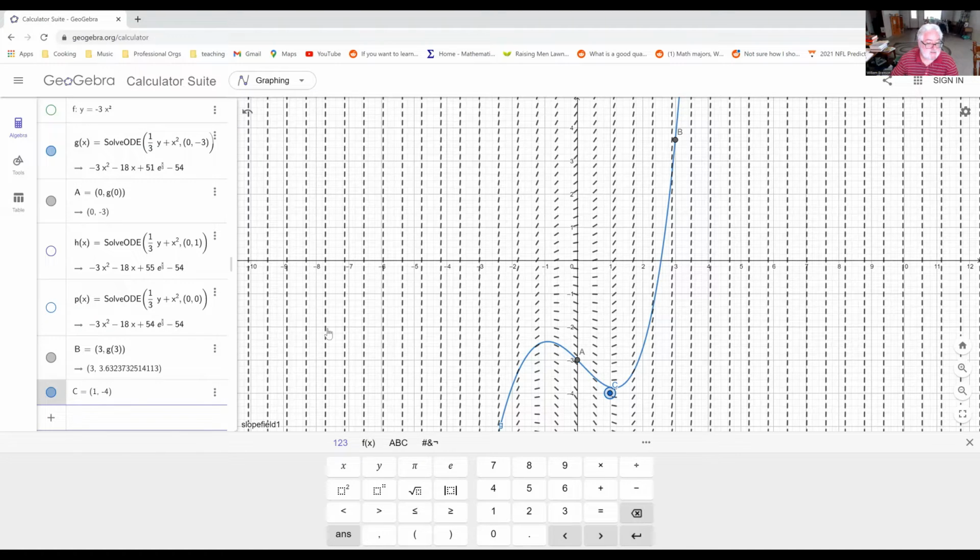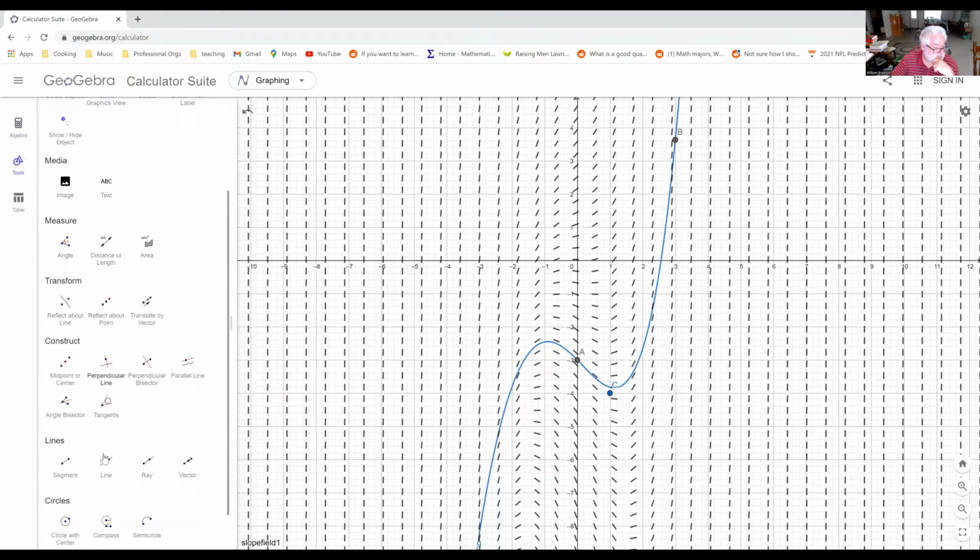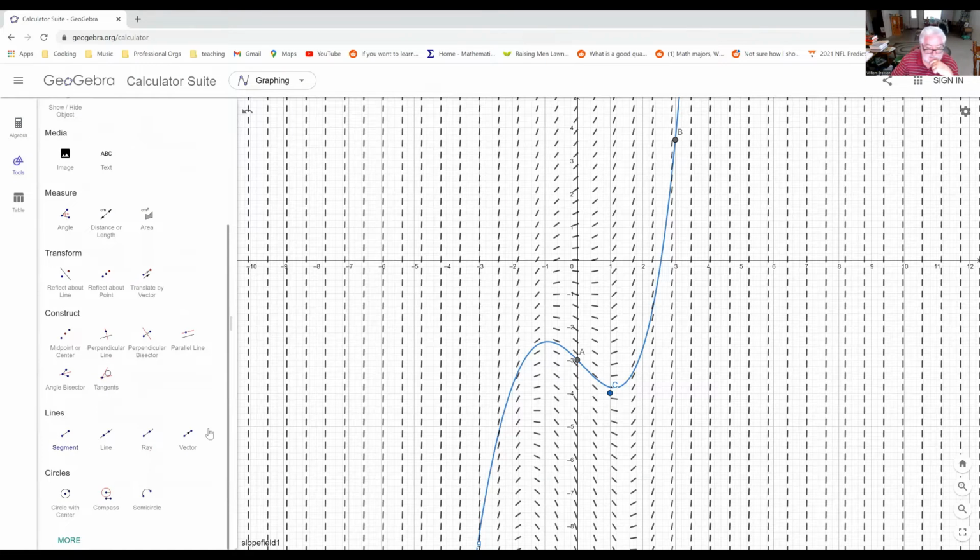So how did we get that point? What was that calculation that we did? Well, the slope at point A is minus 1. And if we're going to go 1 unit to the right along a line of slope minus 1, we go from A to C. So we'll go back to our tools and we'll pick up segments. So there's our first step.